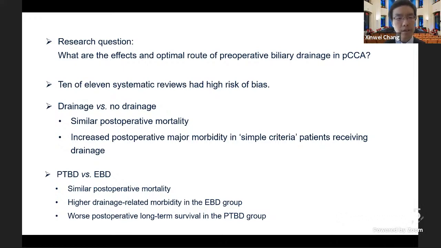When comparing patients with drainage to patients without drainage, we found a similar postoperative mortality between two groups and increased postoperative major morbidity in selected patients who received drainage only based on the presence of jaundice. When comparing patients with PTBD to patients with EBD, we found a similar postoperative mortality between two groups. There was higher drainage-related morbidity in the EBD group and better postoperative long-term survival in the PTBD group.